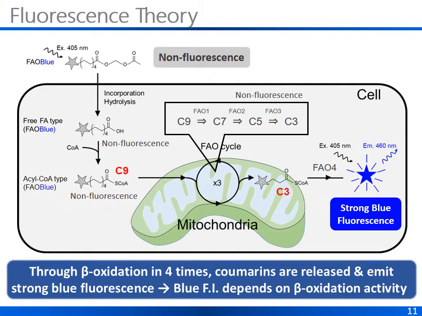Please note, FaoBlue shows no fluorescence excited by 405 nanometers before metabolizing by FAO. However, the released coumarin derived from the FAO cycles shows strong blue fluorescence excited by 405 nanometers. In other words, with FaoBlue passing through beta-oxidation a total of 4 times, coumarins are released and emit strong blue fluorescence. This means the blue fluorescence intensity is dependent on beta-oxidation activity.